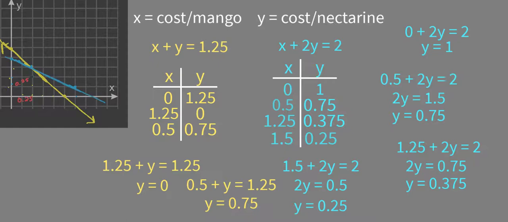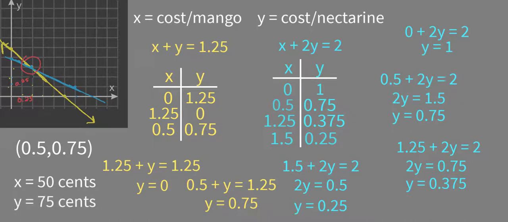And now we can see where those two equations intersect, at this point right here, the last one we just plotted, which we could also see from the points we plotted. And what that means is that x is the cost per mango. So we're looking at 0.5 and 0.75. So each mango is 50 cents and each nectarine is 75 cents.